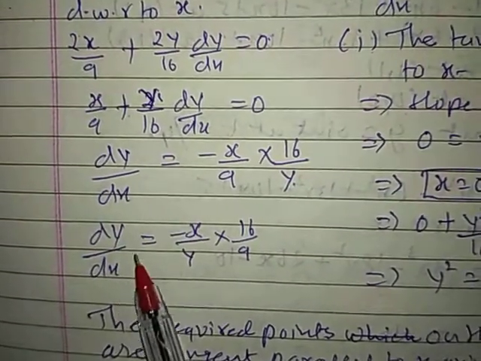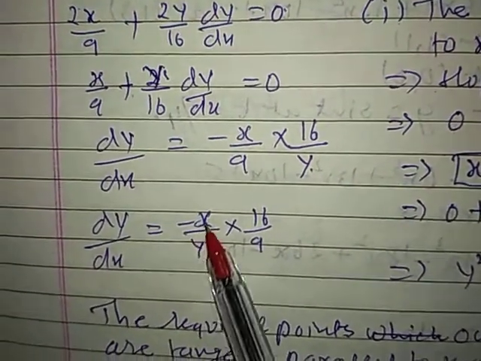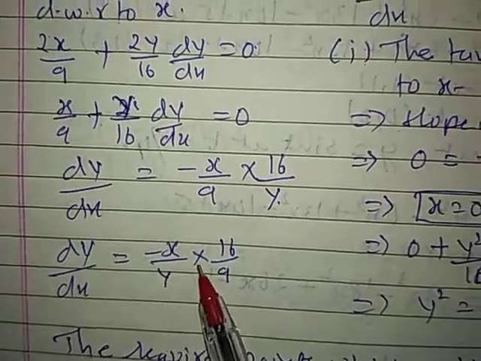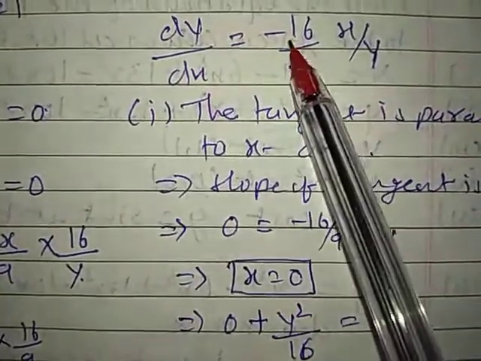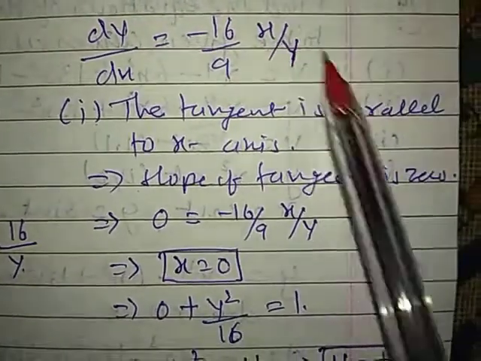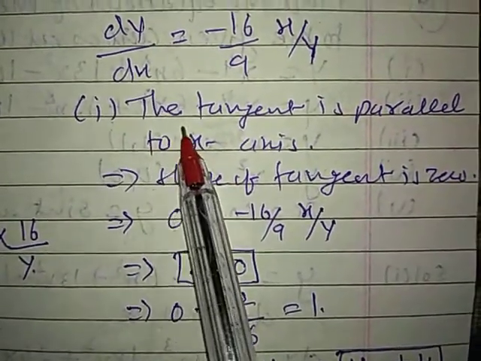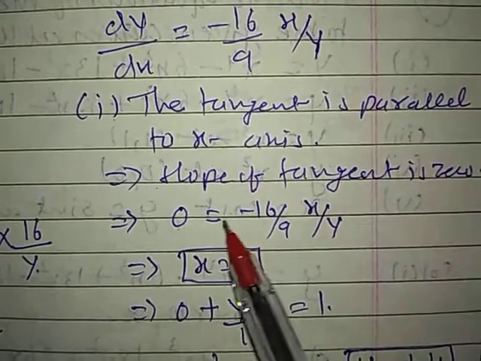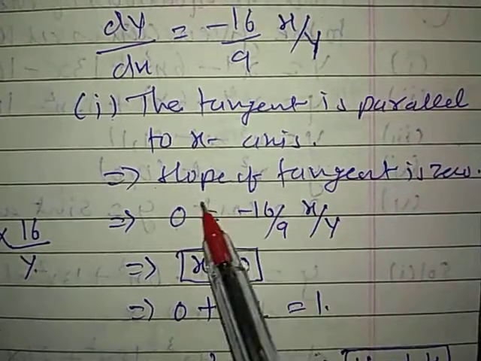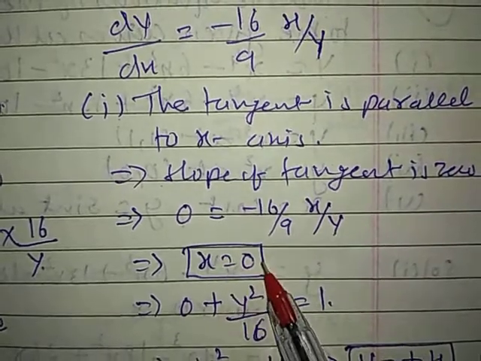Then dy by dx is minus x upon 5 into 16 upon 9. So dy by dx is equal to minus 16 upon 9 x upon y. Now first question, the tangent is parallel to x-axis. So slope of tangent is 0. So this is 0, so the entire value becomes 0, means x is also 0.